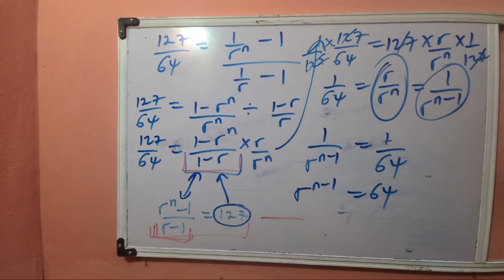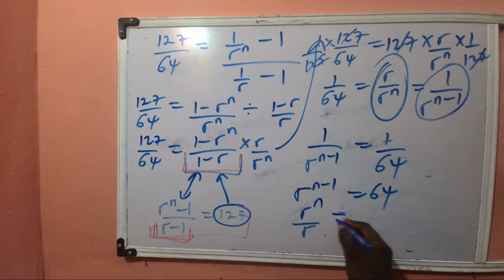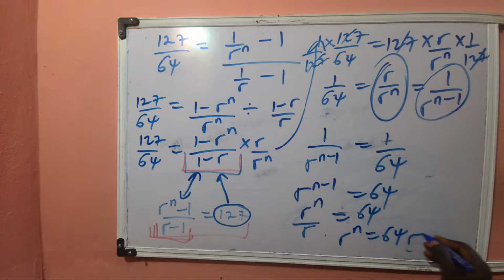And if you go on to, of course, you know r raised to power n minus 1 is the same thing as r raised to power n over r. I hope I'm not too fast for anybody there. So we have r raised to power n equals 64r.